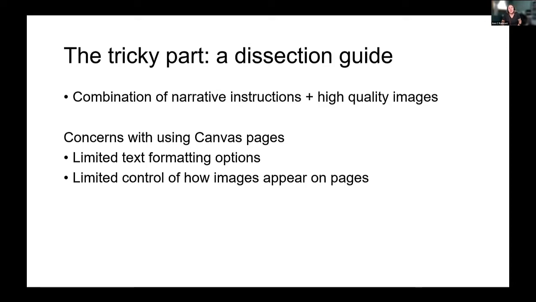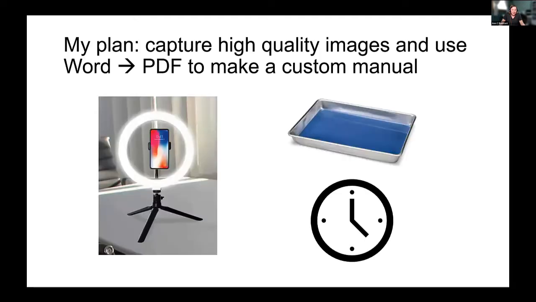And I wasn't very good at getting my images to sit just how I wanted them on a Canvas page. So I decided, well, we're just going to take a step back. We're going to capture our own images using my iPhone and a ring light. This is January 2020 when we're about to execute this. Not everybody had ring lights yet, but I bought one to take these fetal pig pictures.